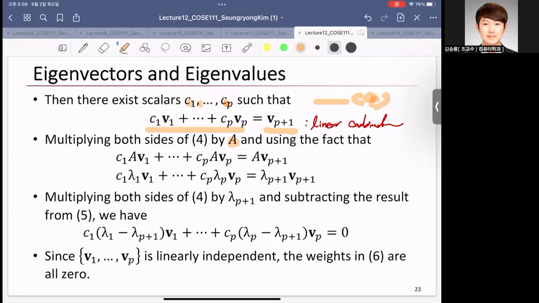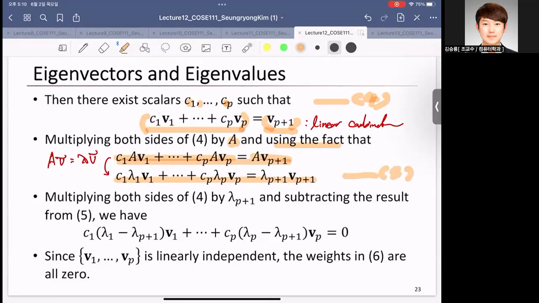Using the fact that we multiply A on the left-hand side and right-hand side, it's going to be here and here, right? Then, by definition of the eigenvectors, which was A V equals lambda V, this equation looks like this. Lambda was a scalar value, right? Let's say this is equation 5.